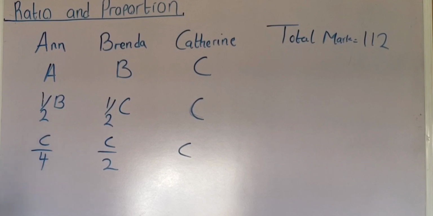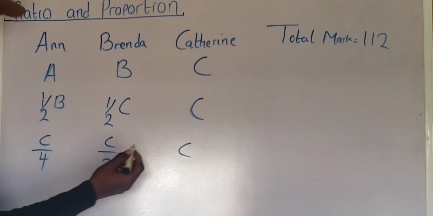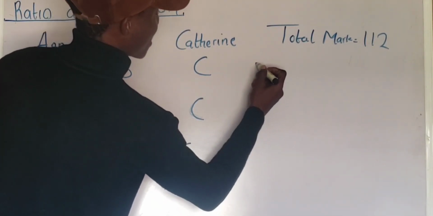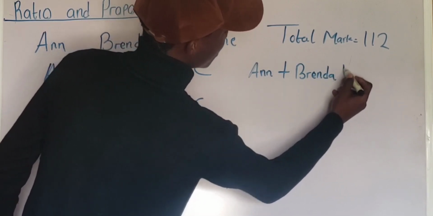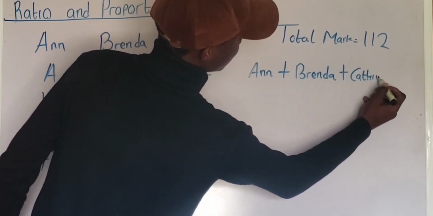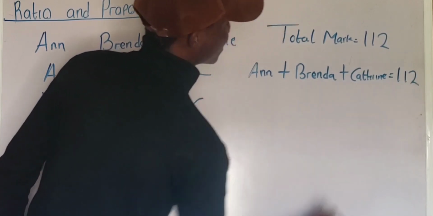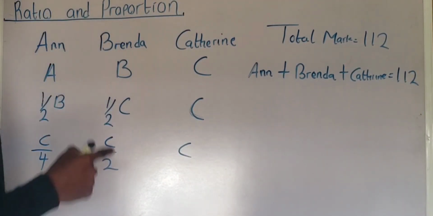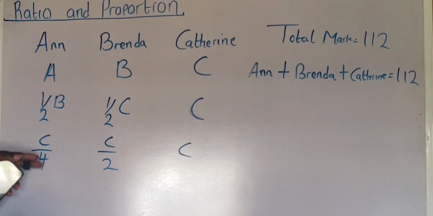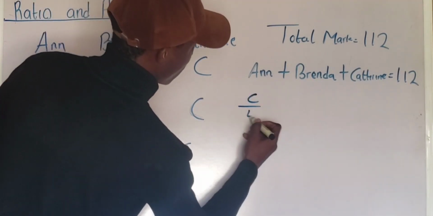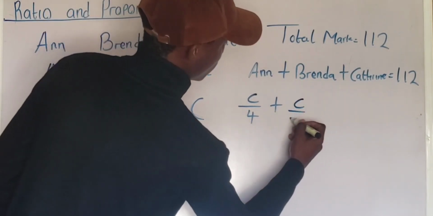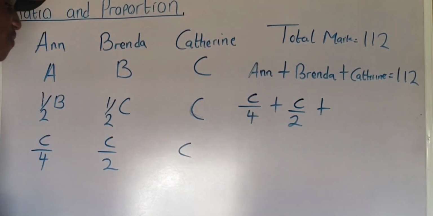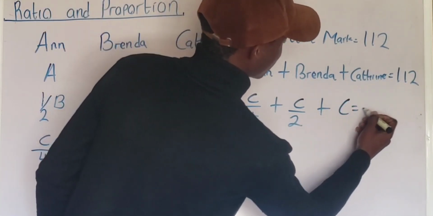It is similar to the previous question that we solved. So let's go. For this, I'm going to have Anne's mark plus Brenda's mark plus Catherine's mark is equals to 112. That is the sum of their marks. Anne's mark is C over 4, plus Brenda's mark, which is C over 2, plus Catherine's mark, which is C, equals 112.